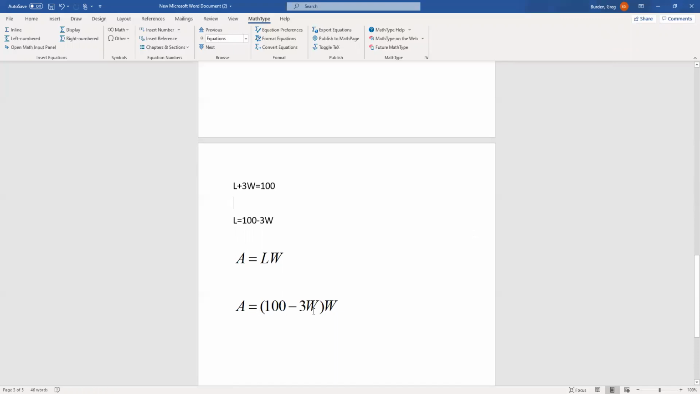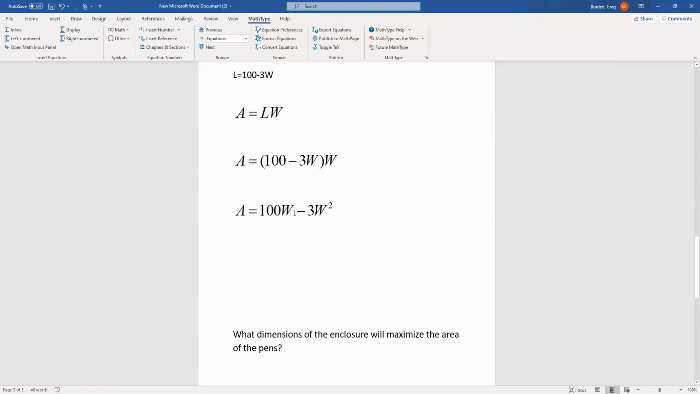So you just multiply this out using the distributive property, and we end up with a quadratic. So I'll do that. A is equal to 100W minus 3W squared. You should either write this down or do it in your head as I'm working here. Not difficult, just good practice.